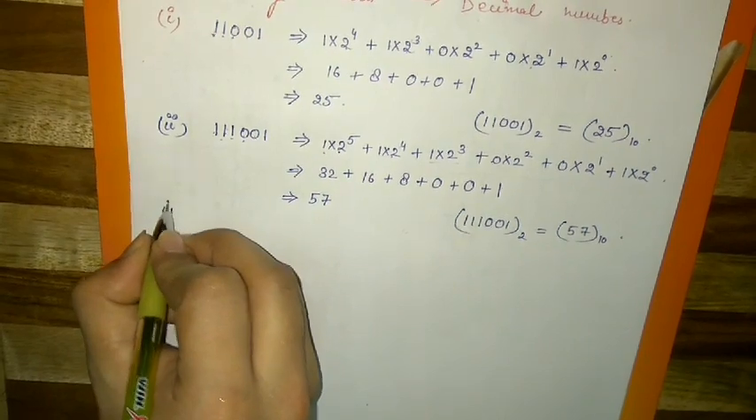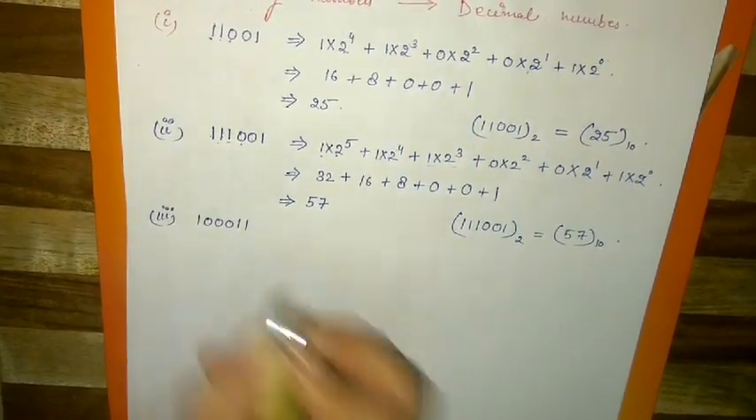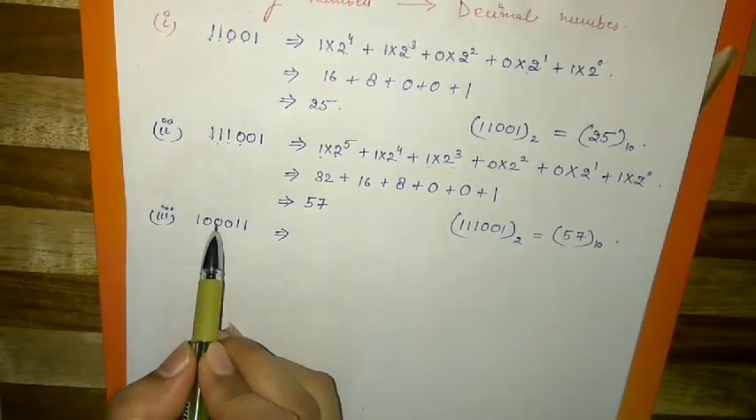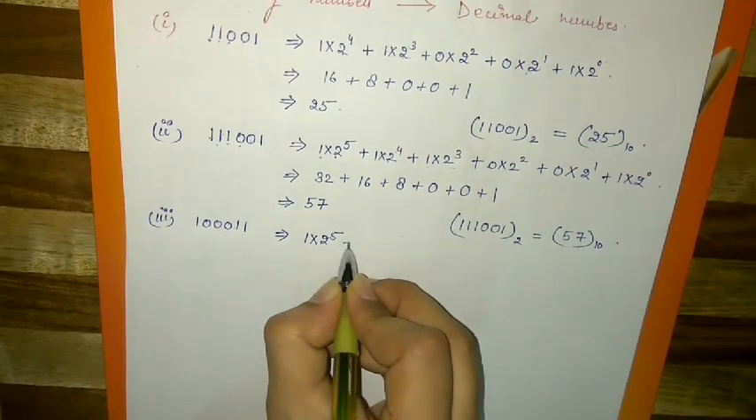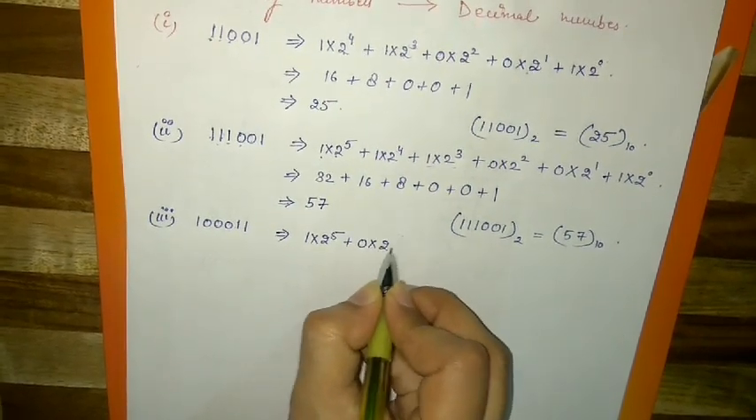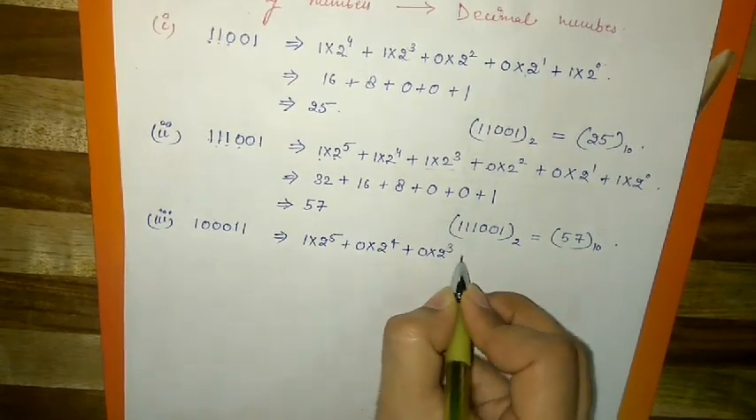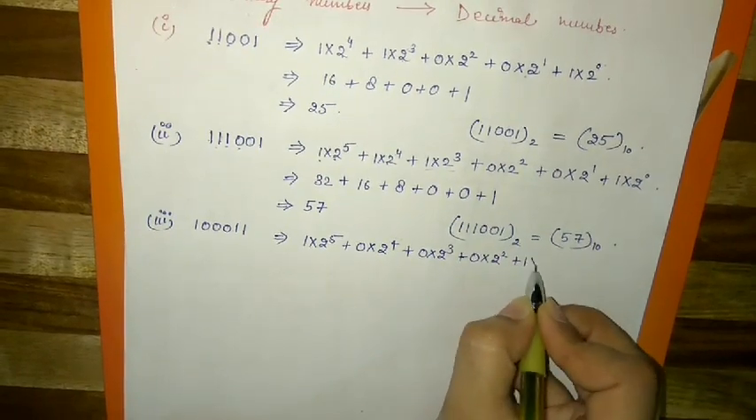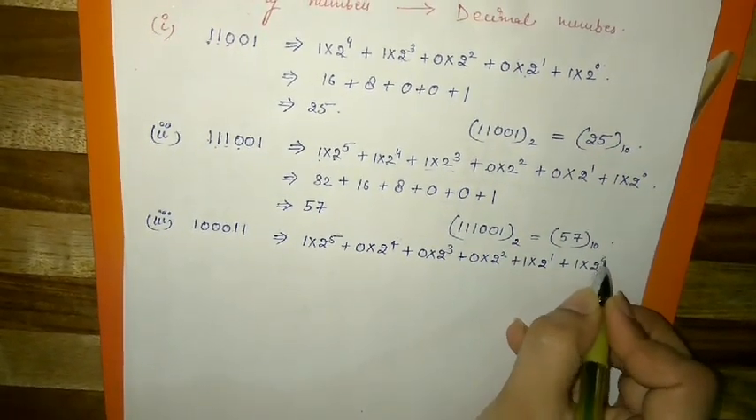The third one is what? It is 100011. Okay, now again count it out. 0, 1, 2, 3, 4, 5. 1 multiplied by 2 to the power 5, then plus 0 multiplied by 2 to the power 4, then again 0 multiplied by 2 to the power 3, then again 0 multiplied by 2 to the power 2, then 1 multiplied by 2 to the power 1, then 1 multiplied by 2 to the power 0.